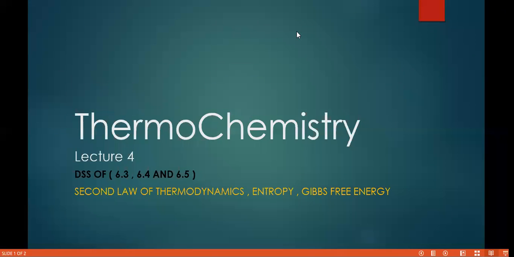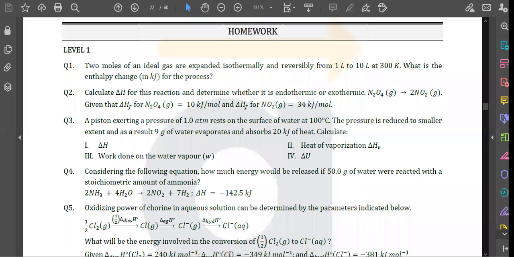So we will start today's class. I hope all of you have solved the homework of 6.3, 6.4 and 6.5. Okay, so we will start with 6.3. Here are the problems of 6.3 homework. Just let me know what is your doubt. Anyone have any doubt between 1 to 5?